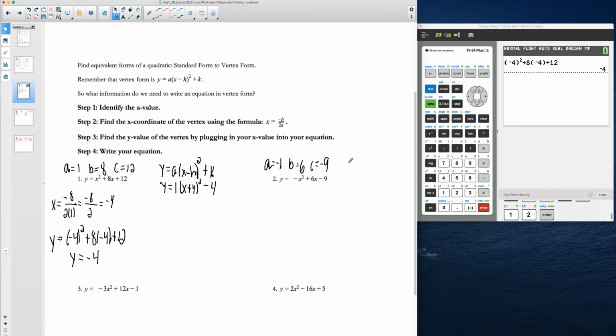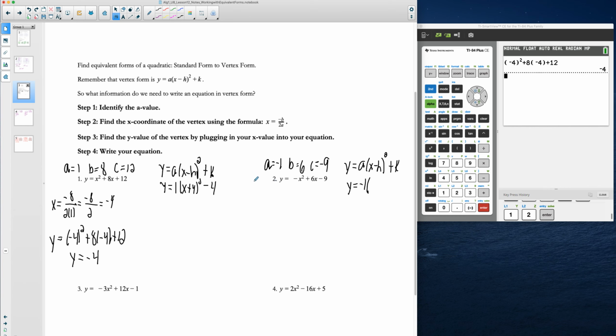And then once again, we know what vertex form looks like. So y equals a times x minus h, squared, plus k. And we already have part of the puzzle because we know a is negative 1. So I'm just going to go ahead and write that in. So negative 1. And then I'll start our parenthesis for the next part.